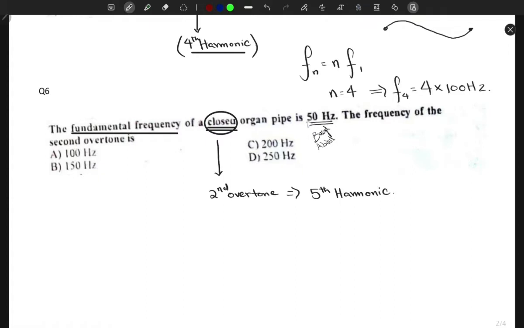So the fundamental is given as 50 hertz, right? We have to find the fifth harmonic, which would be F5, 5 times 50 hertz. And that is simply 250 hertz. So the correct option is option D.